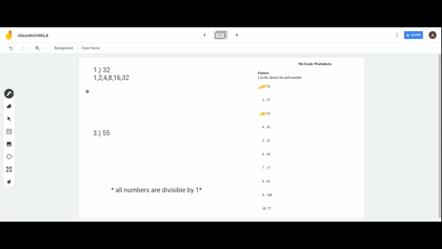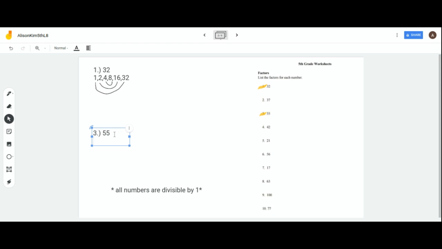This is a specific way that you have to write the factors. You have to make sure that it makes a rainbow. What I mean by rainbow is that 1 times 32 equals 32, 2 times 16 equals 32, and 4 times 8 equals 32. See, it makes a little rainbow. So you have to make sure that it makes a little rainbow when you write your answer down.